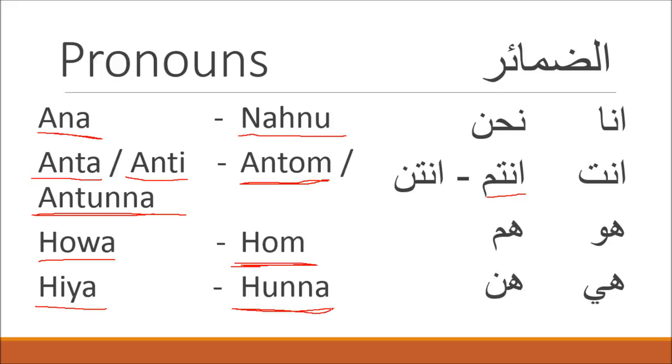So, in the next slide, we're going to learn how we can conjugate a specific verb as an example, but we're going to remove antunna and hunna. So basically, we're going to work only on the rest of the pronouns here. That was all about this slide, and now is the time to move to the following slide.